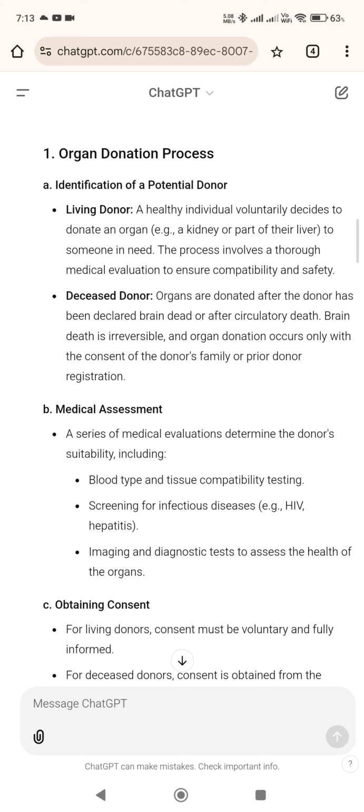Deceased donor. Organs are donated after the donor has been declared brain dead or after circulatory death. Brain death is irreversible, and organ donation occurs only with the consent of the donor's family or prior donor registration.